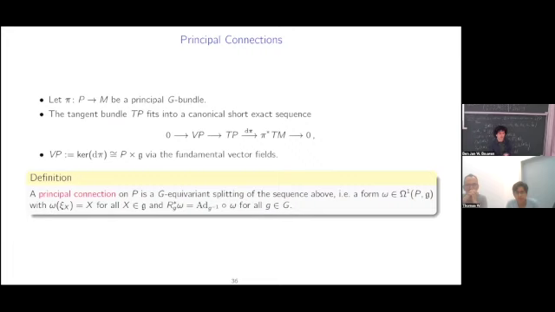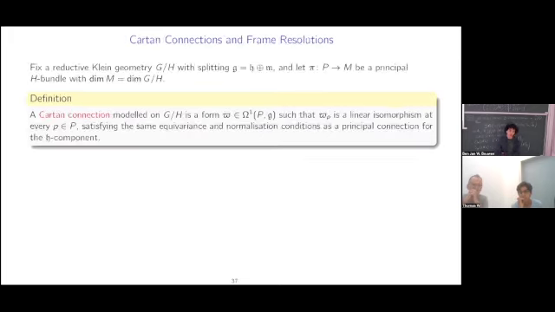So a principal connection on P is a G-equivariant splitting of this sequence. In other words, we have a form omega on P with values in the Lie algebra g, with omega evaluated on the fundamental vector fields giving us x for any x inside the Lie algebra g. And in particular, we also have this condition to hold for any element inside G. So now let's fix a reductive Klein geometry. In particular, let's assume that this is our splitting.